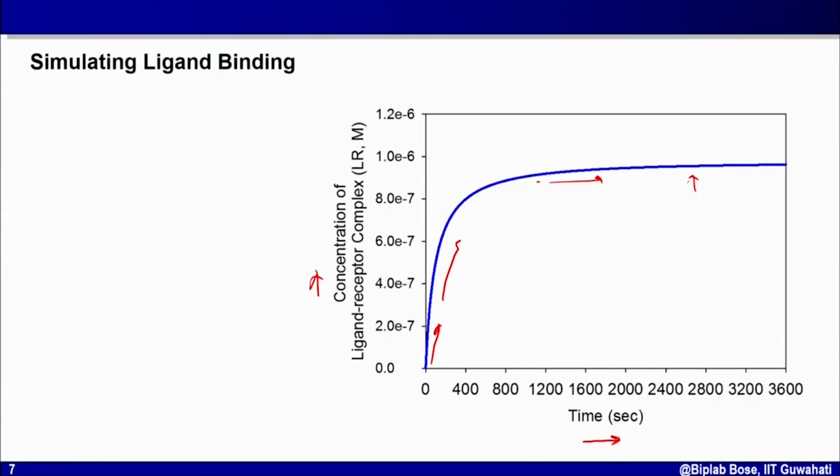I can also plot the concentration of free ligand like this, because the concentration of free ligand is nothing but L total minus LR. In JSim simulation, JSim will give me the LR concentration, that's what is plotted here. So free L is nothing but LT, the total concentration which I have kept constant, minus LR, that is the concentration of the complex. So I have taken LT as 10 to the power minus 6 minus LR at any time point.